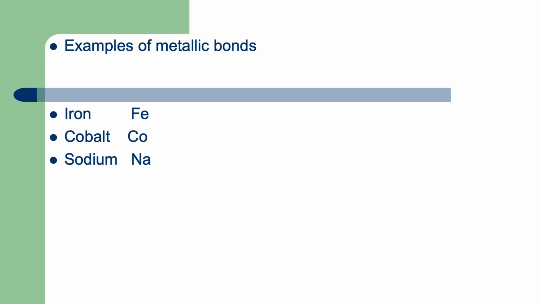This is just showing some examples of metallic bonds. Iron, when you have iron atoms bonded with other iron atoms, or cobalt, when you have cobalt atoms bonding with other cobalt atoms, sodium bonded with other sodium atoms. Your metallic bonds, again, are looking at the same type of metal bonded together.